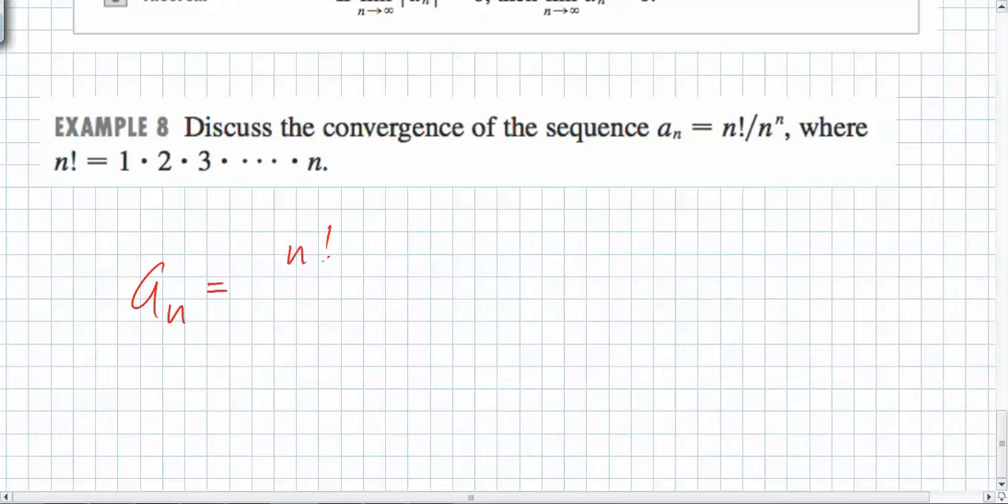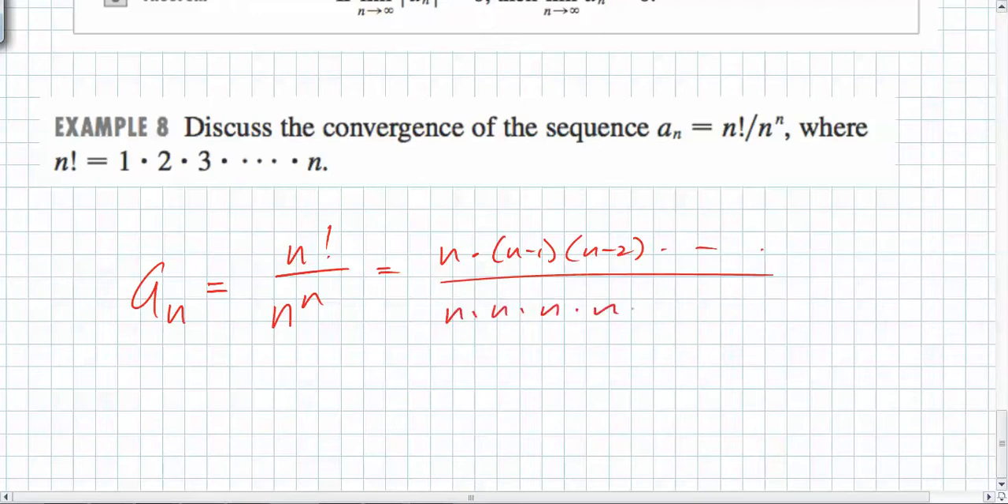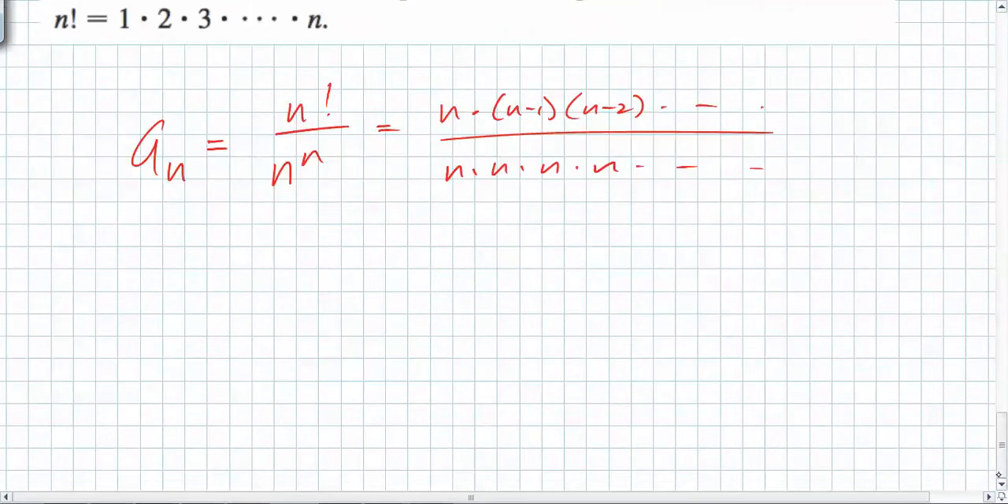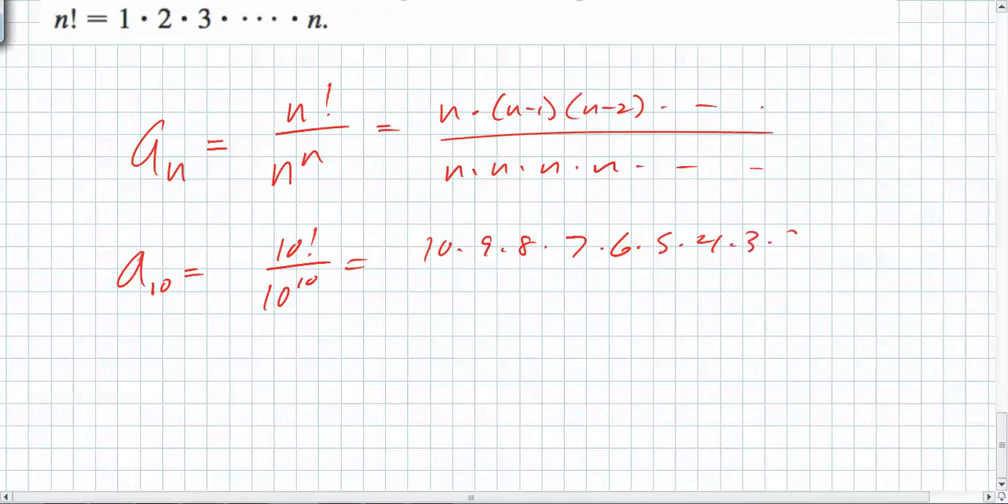So a_n equals n factorial over n to the n. That's going to be n times n minus 1 times n minus 2 all the way down, over n times n times n times n, right? So it definitely looks like the bottom is going to be bigger. Let's say we did a_10, for example. It's going to be 10 factorial over 10 to the 10th. So you said 10 times 9 times 8 times 7 times 6 times 5 times 4 times 3 times 2 times 1, and then it's just 10 times 10, 10 times.